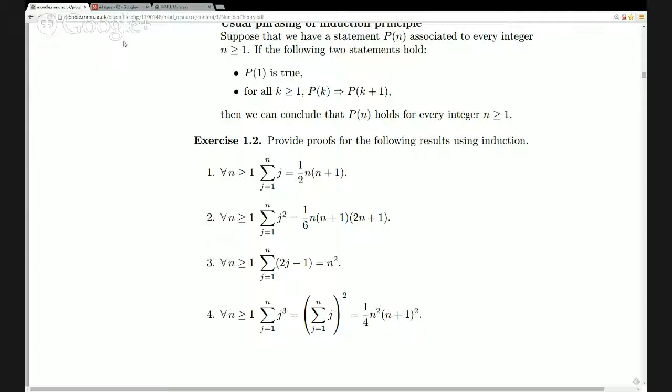So I want to prove this formula, that the sum of the squares, when you start at 1 and proceed up to some integer n, has a nice formula in terms of n. It's 1/6 of n plus 1 times 2n plus 1. And moreover, this holds for any integer n greater than or equal to 1.